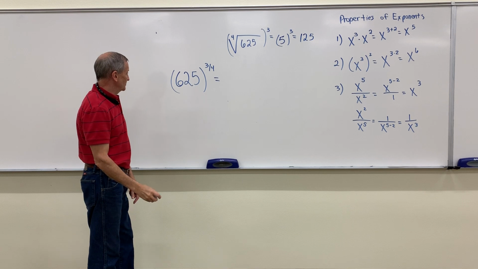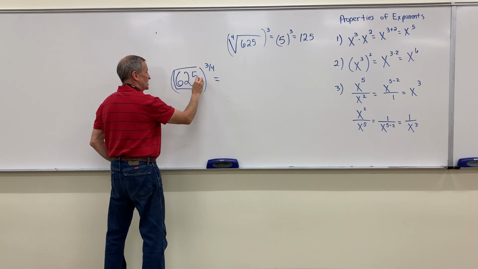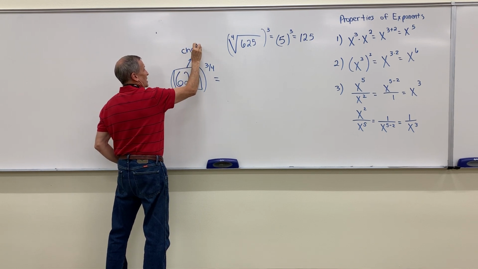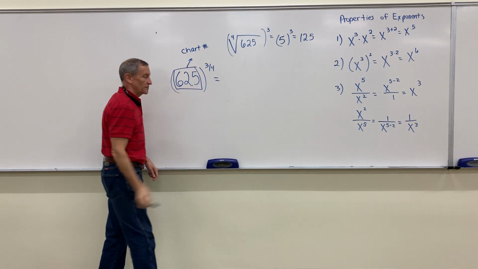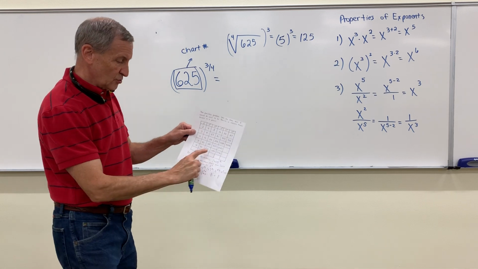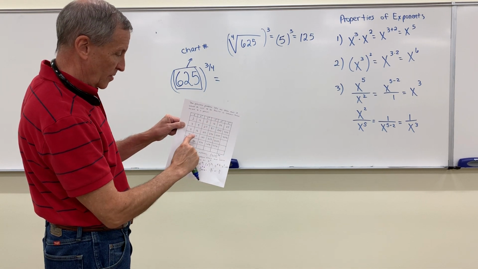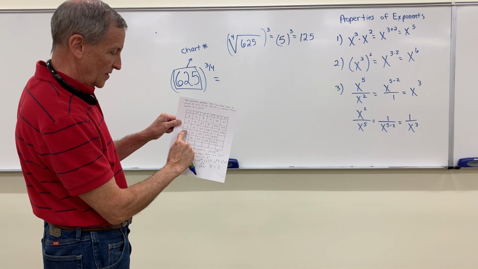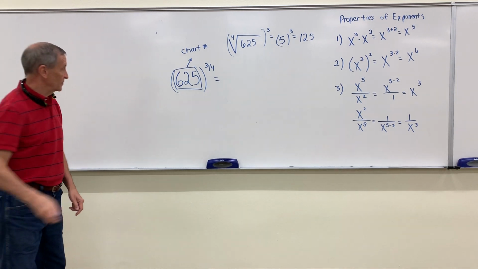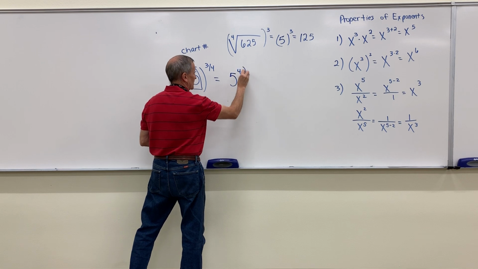Here's another way you can do it. You can substitute something for 625. This is what I call a chart number. Hey, it shows up in your chart. If you look at your chart, you're going to find that 625 is 5 to the 4th power. So in the place of 625, I'm going to substitute 5 to the 4th power.